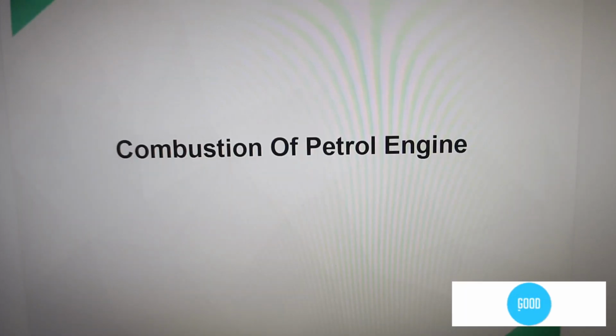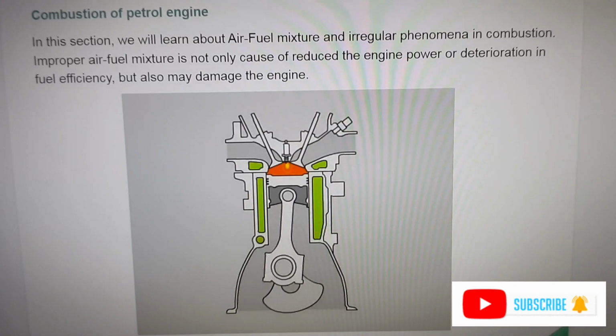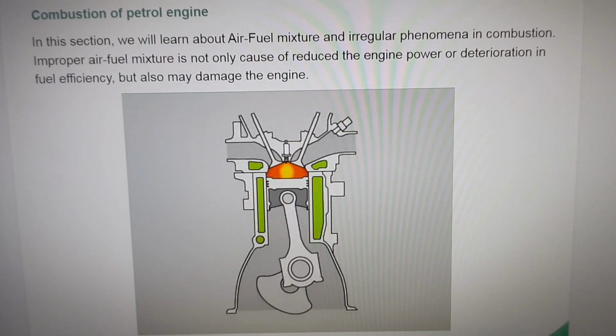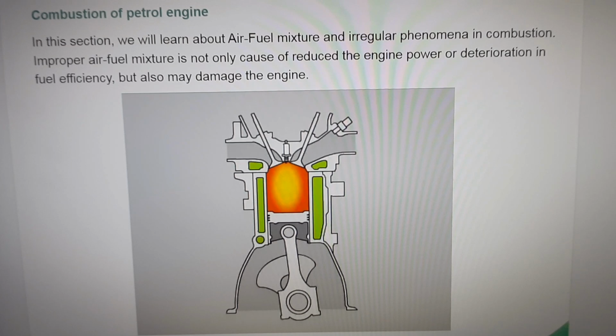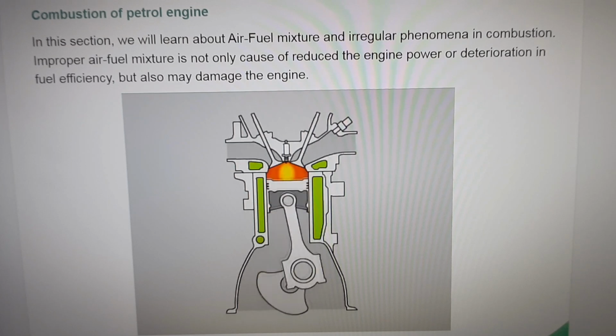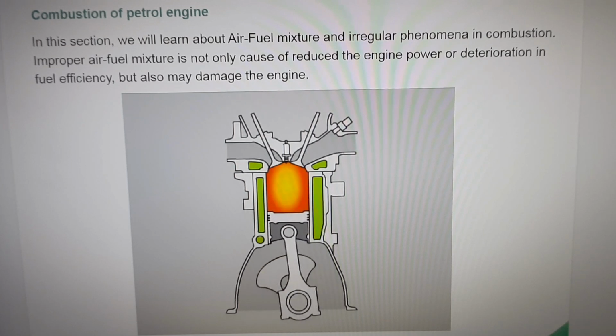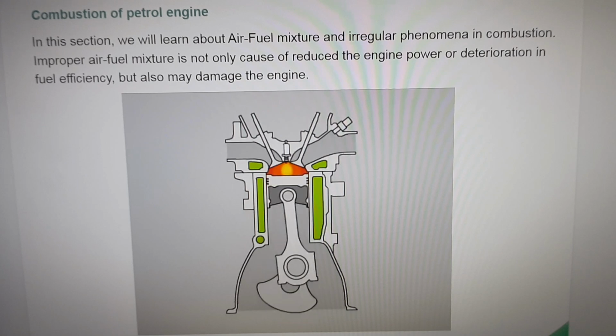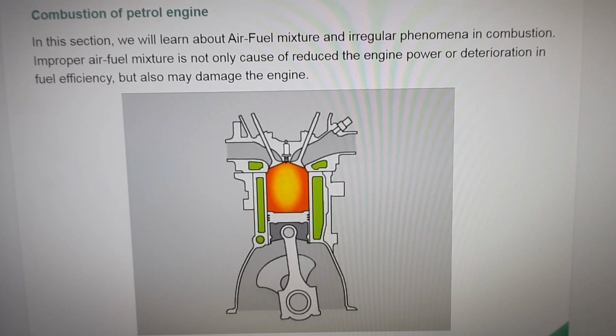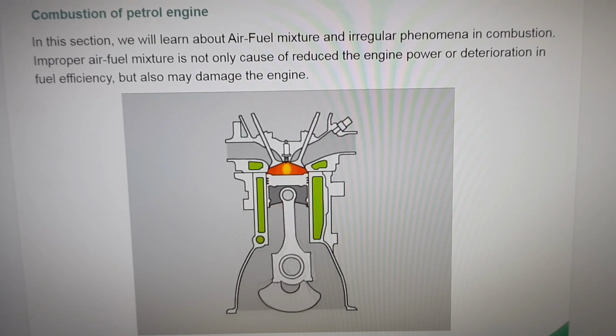In this section, we will learn about combustion of petrol engines. We will first learn about the air-fuel mixture and irregular phenomena in combustion. An improper air-fuel mixture may not only cause reduced engine power or deterioration in fuel efficiency, but may also damage the engine.